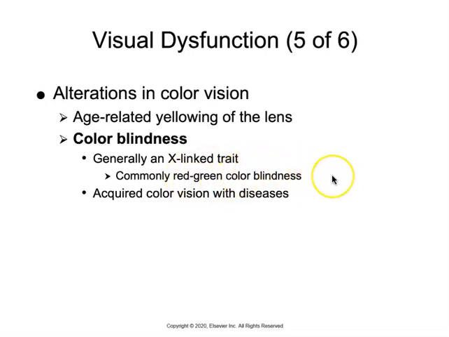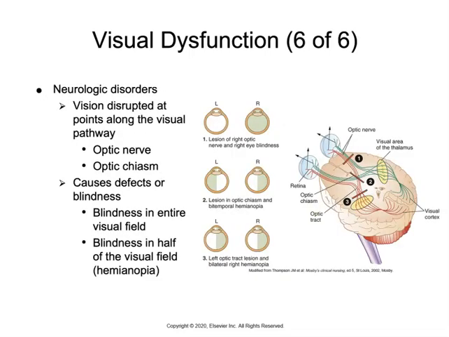We do see this more within males, and we can have acquired color vision deficiency with diseases as well. Now let's step into neurologic disorders. Vision can be disrupted at points along the visual pathway.